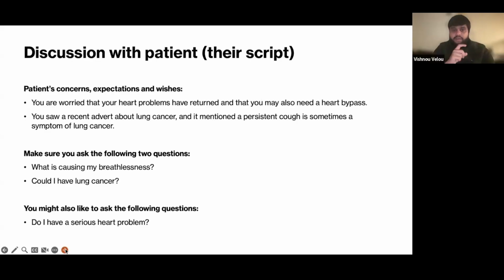Now, what you have to address is that the patient has concerns, so they will ask you this question about what is causing my breathlessness, and they could ask you, could I have lung cancer? Okay. And if you answer those questions well, they will also ask you, do I have a serious heart problem? Okay. So especially if you talk about heart failure, they will ask you that question. Again, you have to get to this point of them asking you this question and you being able to answer it to score maximum points in this clinical consultation.